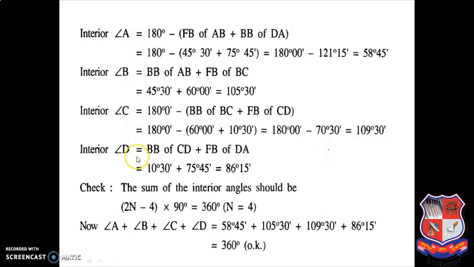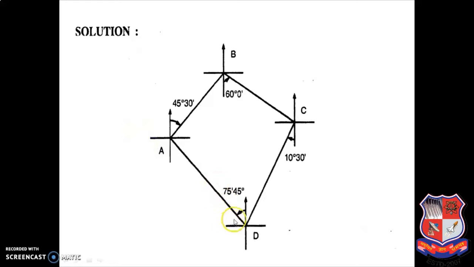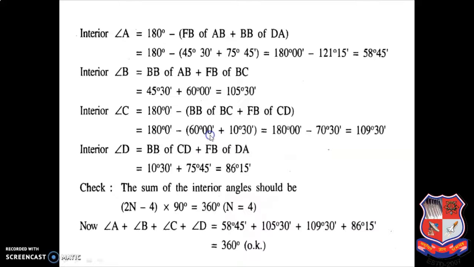And to calculate angle D, what will be the answer? This will be 75 degree 45 minutes. What will be this? As per the mathematical rules, if this is 10 degree 30 minutes, this will also be 10 degree 30 minutes. So you do just the summation of these two angles. So back bearing of CD plus forebearing of DA is equal to 10 degree 30 minutes plus 75 degree 45 minutes. You do just the summation of these two, so you will get 86 degree 15 minutes.